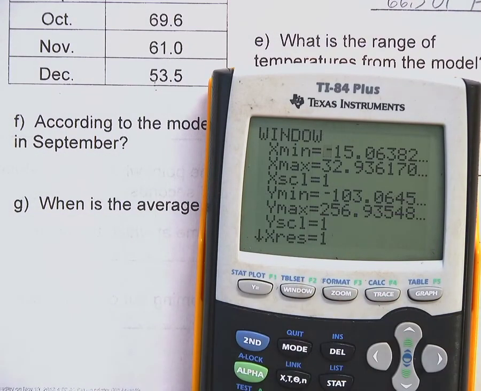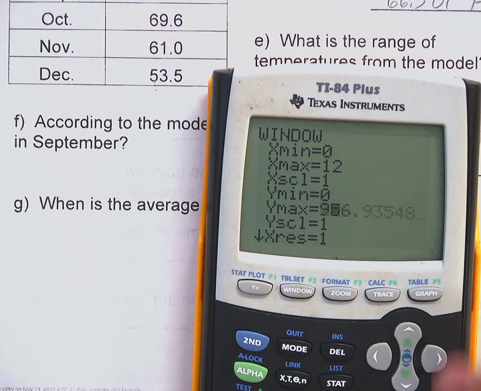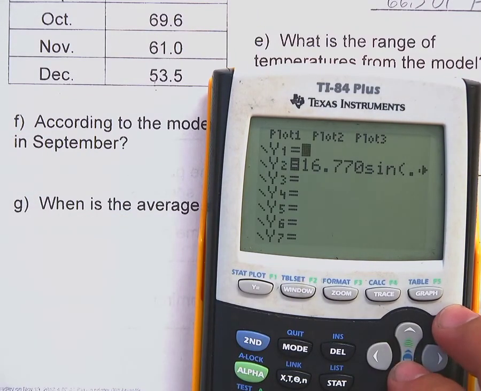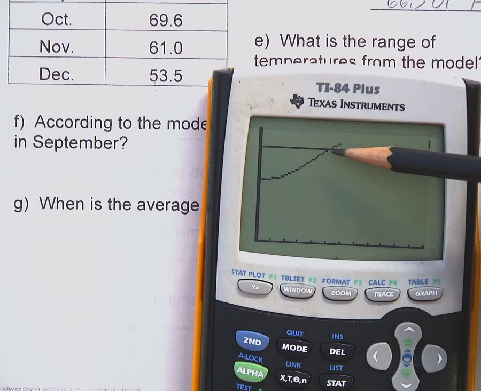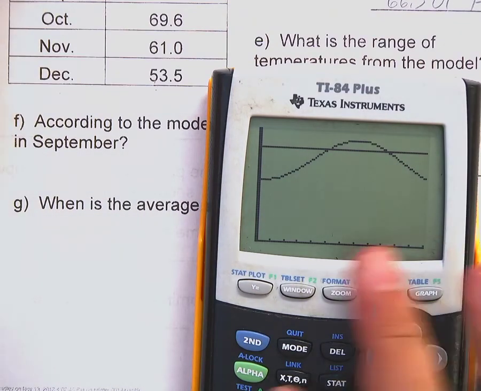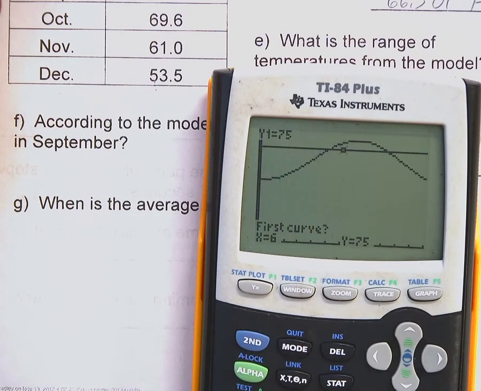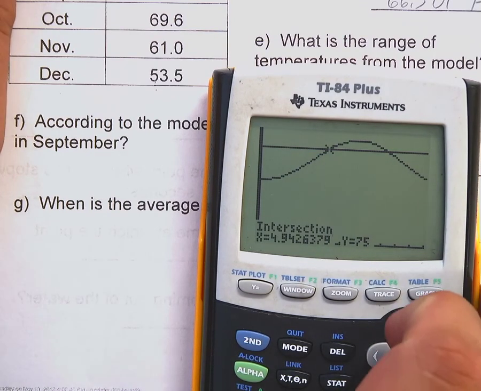Let's go back to our original window, 0 to 12 and 0 to 90. It wants to know when the average temperature is above 75, so plug a 75 in here. And then find these two intersection points, this one and this one. Now I've already done that just for the sake of time. If you don't remember, it's second trace 5, enter, enter, enter. There's the first one, 4.942.